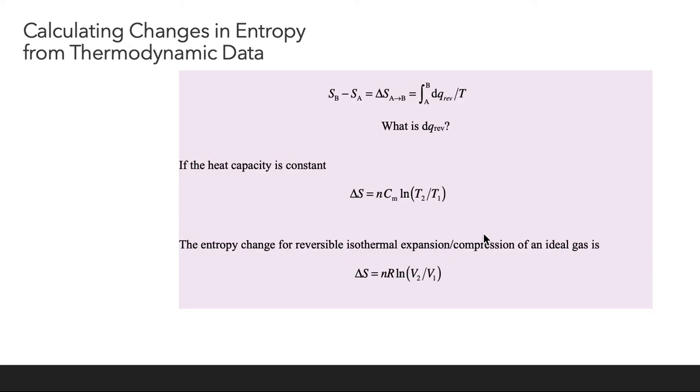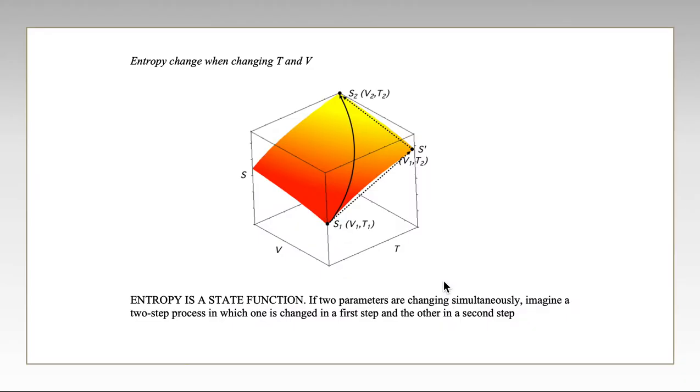If we have an isothermal expansion or compression of a gas, we get a very similar expression for delta S. The entropy change is equal to the number of moles times the gas constant times the natural log of the ratio of the final volume to the initial volume. What if we have a process where both temperature and volume are changing simultaneously? Do we need a new equation? No, let's think about this.